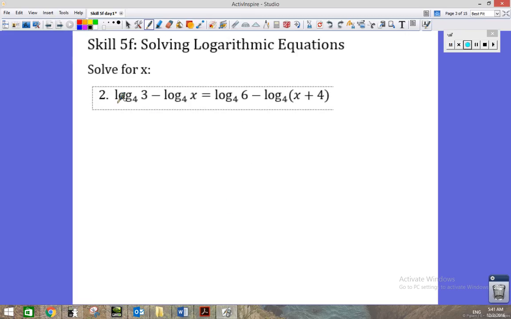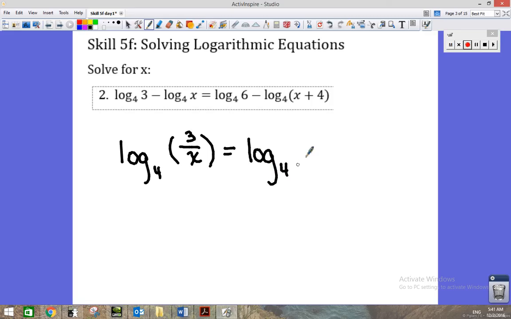Here, again, all the terms are logarithms. All the terms have the same base, so I can use my properties. I have a quotient rule that says if you have the difference of two logarithms, you can write that as a single logarithm, and it'll be a fraction. Quotient, you can think division. And the same thing over here. I have a numerator of 6, a denominator of x plus 4.